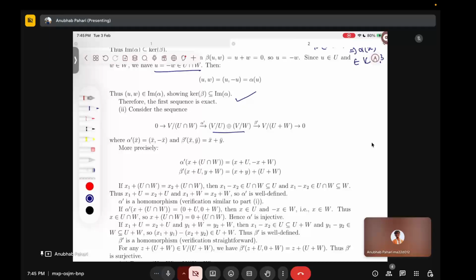Quotienting means, if this is a direct sequence, an exact sequence, then if we take V modulo that sequence, does it still remain exact?